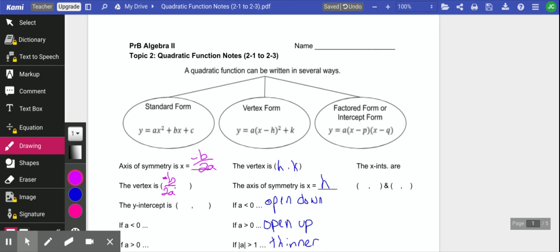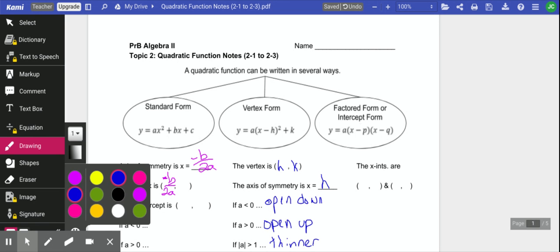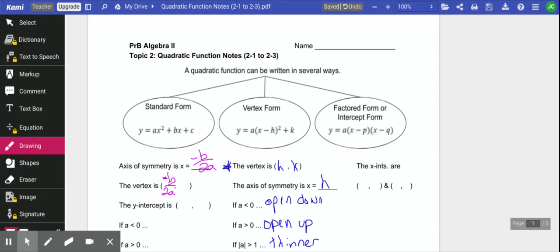The nice thing that we can see from the standard form is it's super easy to see the y-intercept. Okay, just like in vertex form, it was really easy to see the vertex. In standard form, it's really easy to see the y-intercept. Remember, we find y-intercepts by plugging in 0 for x. Well, if you plug in 0 here and 0 here, all you're left with is c. So the y-intercept is c.